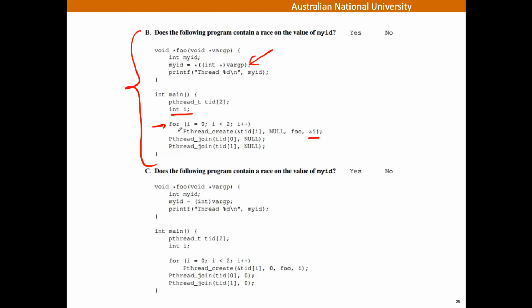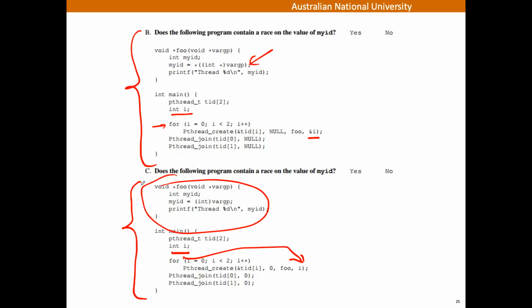Is there a race on my ID in this code? We are passing the value of the stack variable as argument. Is there a race or no? This is copy by value. So each thread will get a copy of integer I, and that will be copied onto its stack before the function call is made. There is no race.